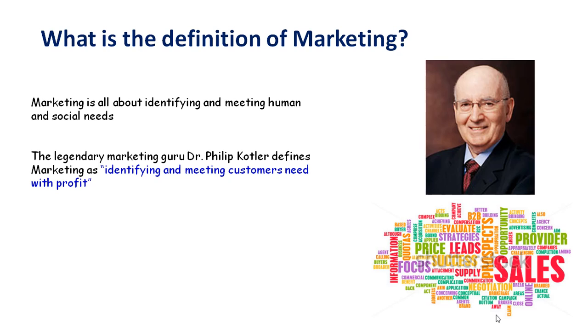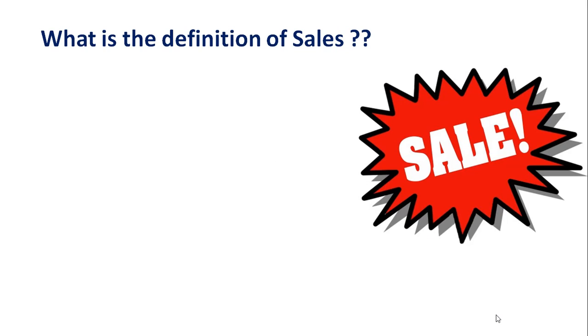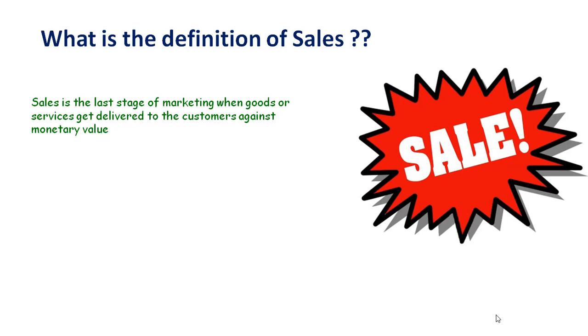So, if this is marketing, what about sales? Sales is a part of marketing where the actual transaction of the finished product takes place and the customer buys the product against monetary value. If you would like to define sales, the definition would be like this: sales is the last stage of marketing when goods and services get delivered to the customers against monetary value.